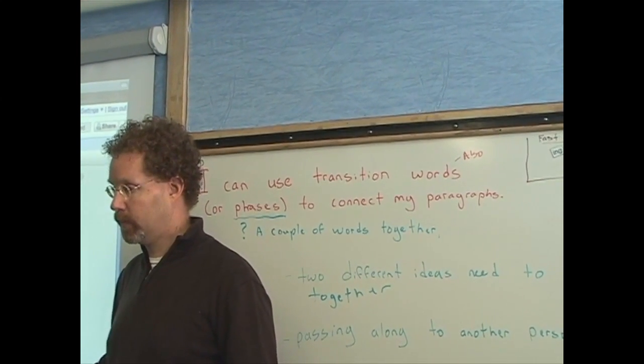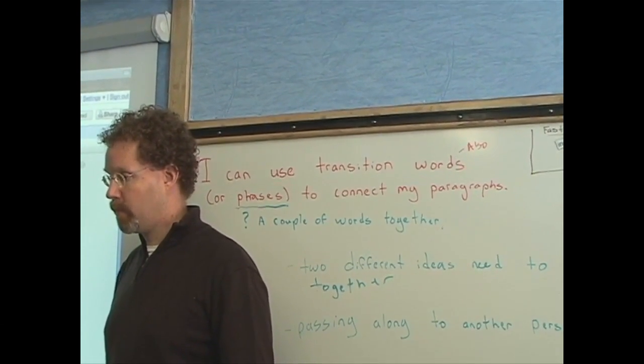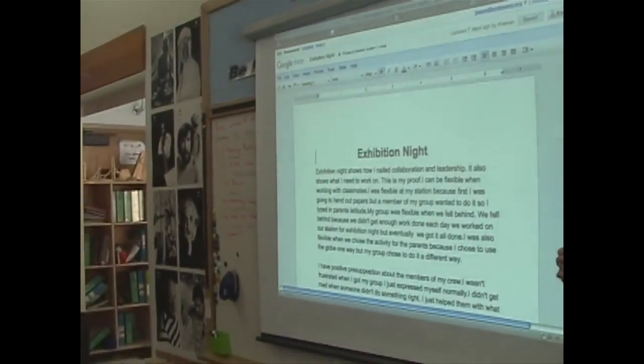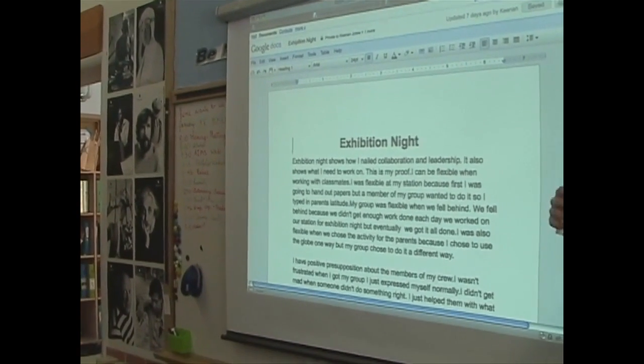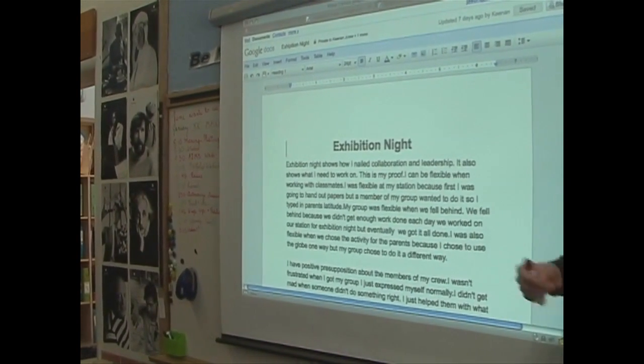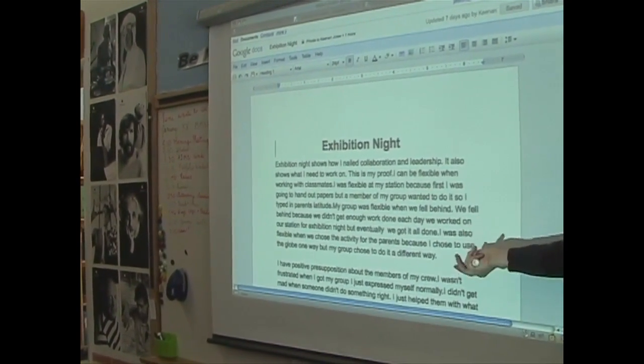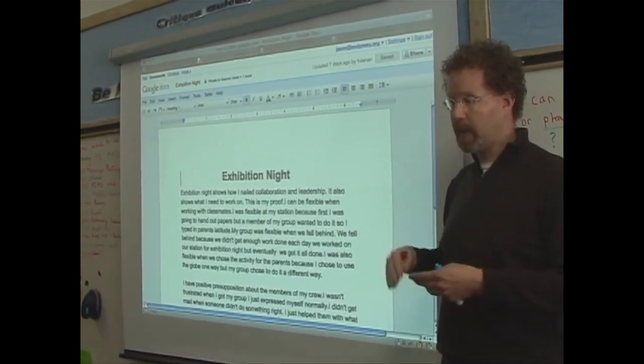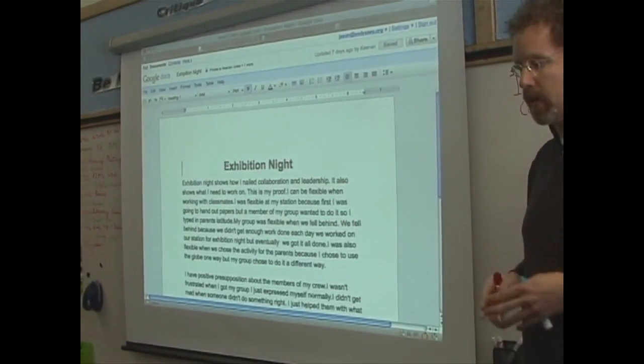Okay, so did it feel kind of sudden to go from this paragraph to that one? Yeah, because it's like a whole different paragraph. Was your mind ready to know that there's going to be a change in anything? No. No, and so that's what the transition does. It gets the reader's mind ready to know that we're changing the subject a little bit. It's still related because it's still about exhibition night, but it's a little bit different, and so that's why we need to smooth it into a transition.